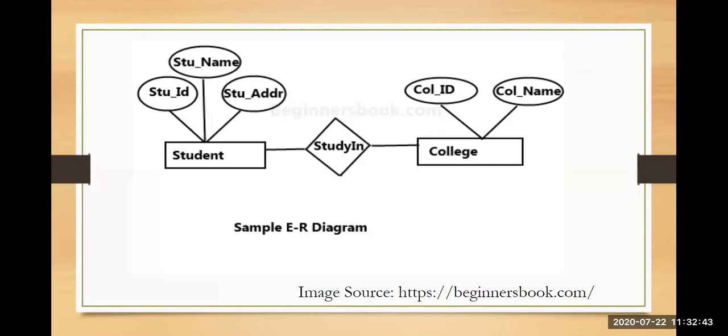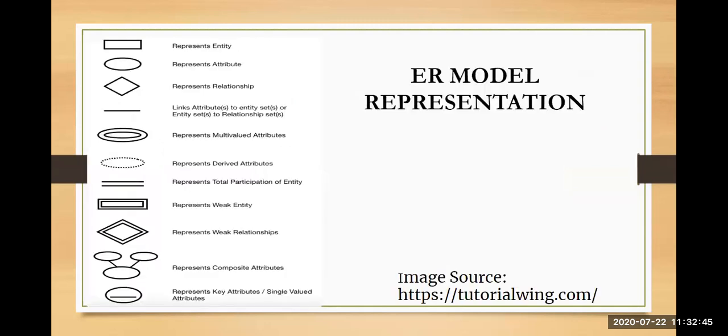Next is your ER model representation. When you talk about the representation of an ER model, what are the different notations which are used? Whenever you want to represent any entity, you use a rectangle. Whenever you want to represent an attribute, you represent it with an oval. When you want to represent a relationship, you represent it with a diamond. If you want to show any link, you use a straight dash line. It does not have to be a dotted one.